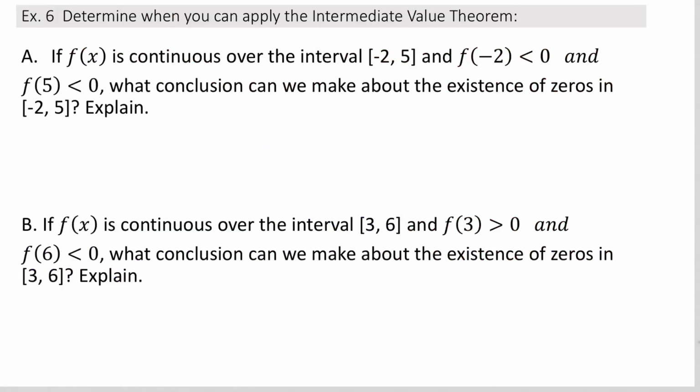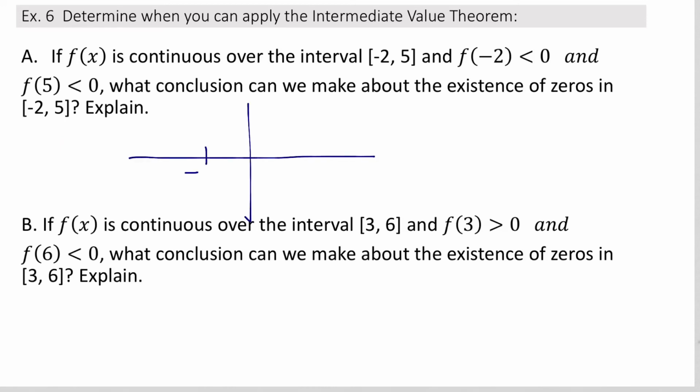So this example says determine when you can apply the intermediate value theorem. A says if f of x is continuous over the interval -2 to 5, and f at -2 is negative, and f of 5 is also negative, what conclusion can we make about the existence of zeros in the interval -2 to 5? Let's just see if we can visualize what's going on here.